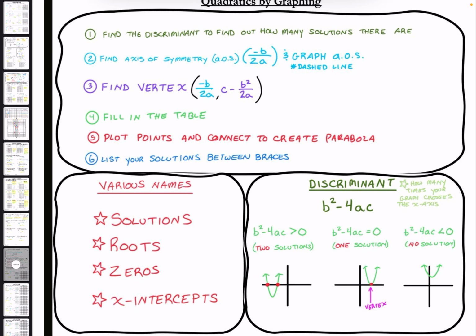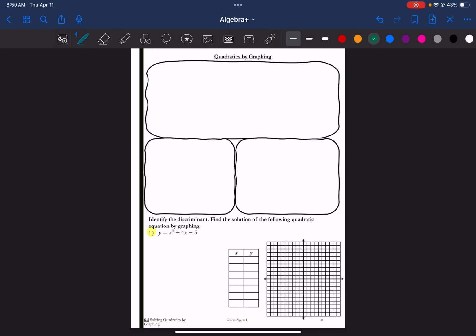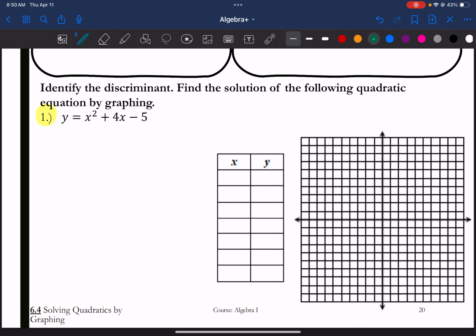So let's go ahead and do number 1. We're going to identify the discriminant. So first, we're going to use our b squared minus 4ac. It is not d equals, it's discriminant equals, right? So b squared in this case is 4 squared, minus 4 times a is 1, c is negative 5. You know I will always put everything in parentheses. I get a 16 plus a 20, so I get 36.